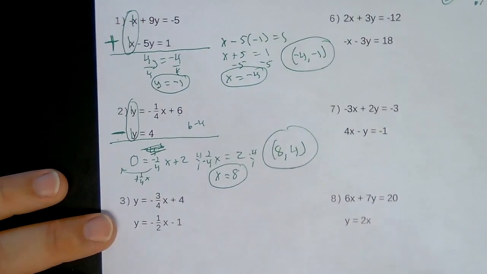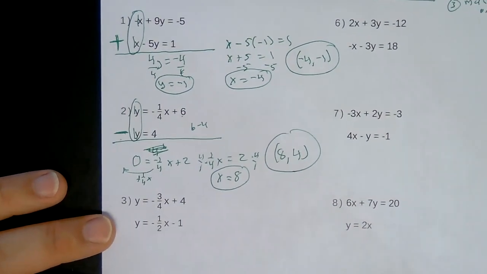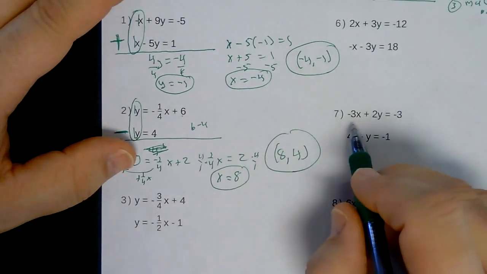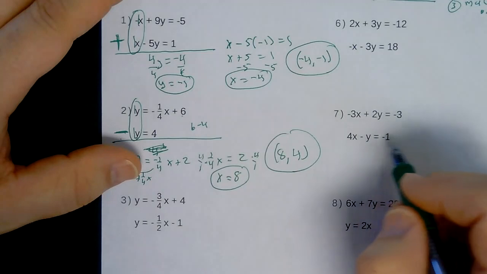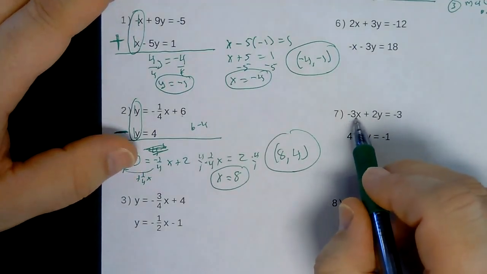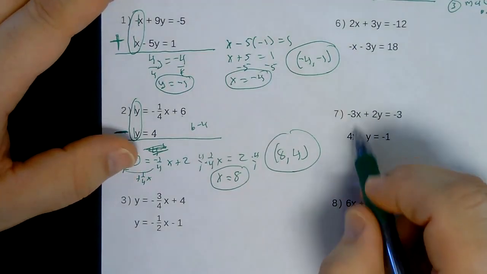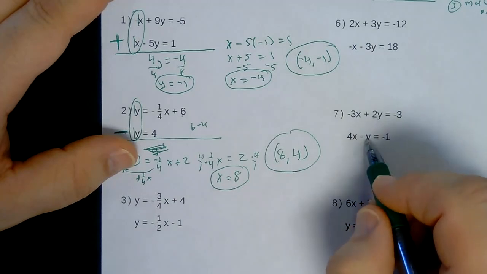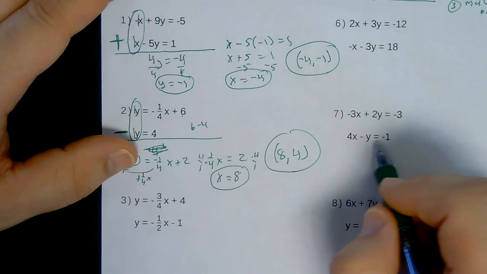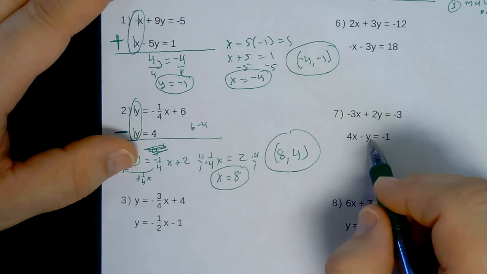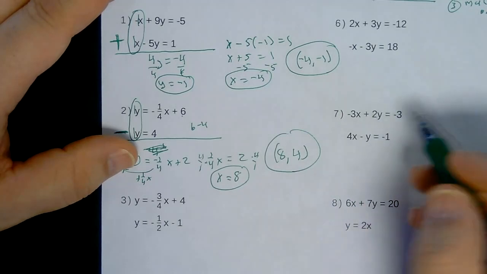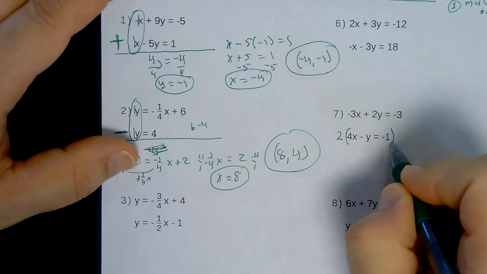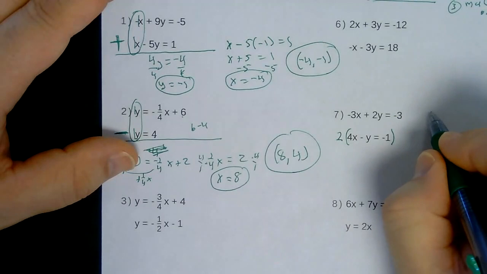Let's do, going through here. Let's see, which one do we want to do? Let's do number 7. Number 7 is going to be a combination. -3x and 4x, and it doesn't work. I have to multiply both of them. 2y minus y. Oh, here, if I multiply this by 2, then that gives me -2y, and I have a positive 2y. Then I can just add them when I'm done. So I'm going to multiply that equation by 2.